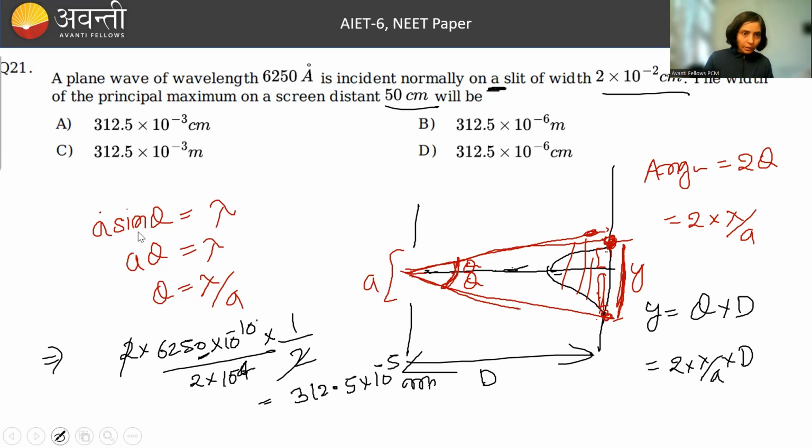Now this option in meter is 10 to the power minus 3. So this is not correct. Then let's convert it into centimeter. So if you're going to convert it into centimeter, into 100 karenge. And if you're going to do into 100, this will become 10 to the power minus 3. So 312.5 into 10 to the power minus 3 centimeter. This will be your correct answer. Again, this explanation you keep in your head. Okay.